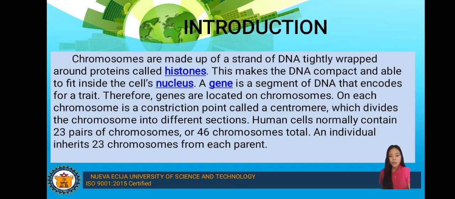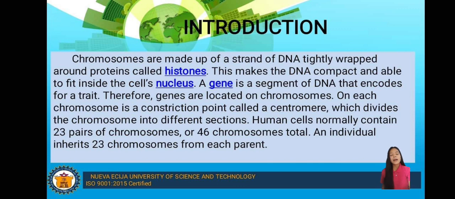On each chromosome is a constriction point called a centromere, which divides the chromosomes into different sections. Human cells normally contain 23 pairs of chromosomes or 46 chromosomes in total. An individual inherits 23 chromosomes from each parent.